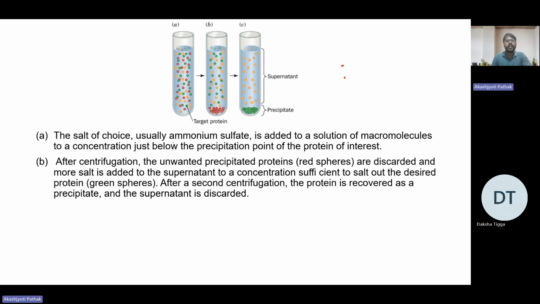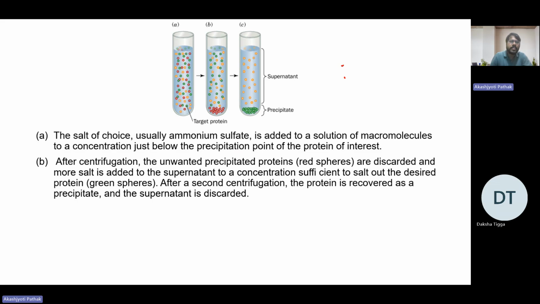So this is a figure taken from the book Voet and Voet Biochemistry. You can see here that the salt of choice, usually ammonium sulfate, is added to a solution of macromolecules. So you have a solution of macromolecules where you have different protein molecules. The red, yellow and green colored ones are different protein molecules. Now you keep on adding ammonium sulfate. What happens at a particular ammonium sulfate concentration? Your red protein molecules first precipitate.